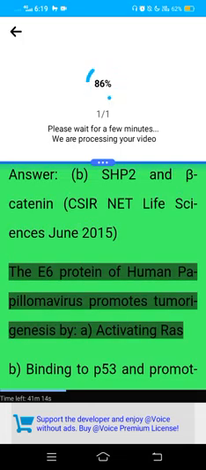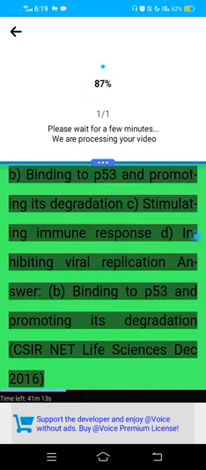The E6 protein of human papillomavirus promotes tumorigenesis by: A. Activating ROS. B. Binding to p53 and promoting its degradation. C. Stimulating immune response. D. Inhibiting viral replication. Answer: B. Binding to p53 and promoting its degradation. CSIR NET Life Sciences, December 2016.